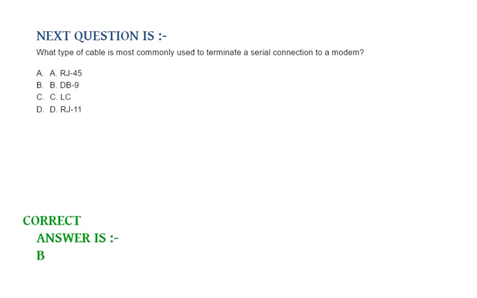Next question is, what type of cable is most commonly used to terminate a serial connection to a modem? Option A, RJ45. Option B, DB9. Option C, LC. Option D, RJ11. Correct answer is option B.